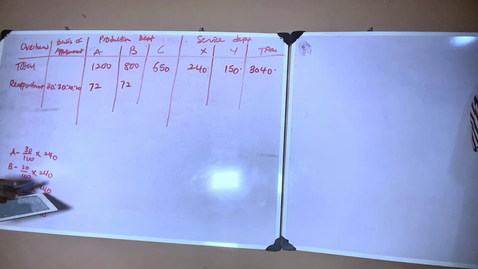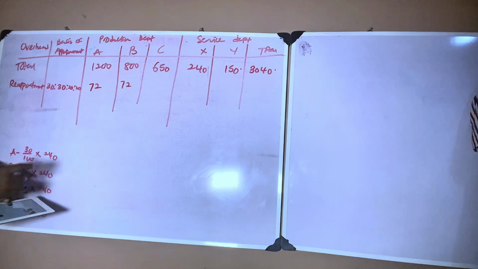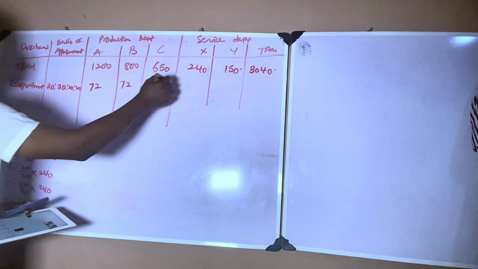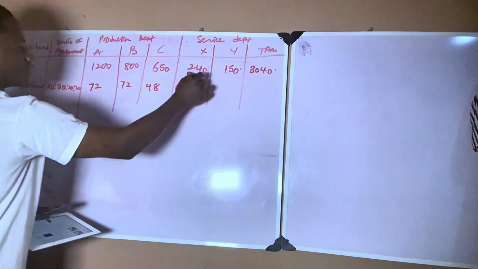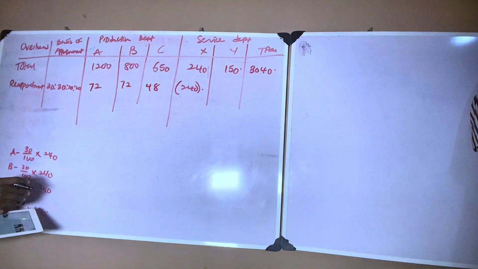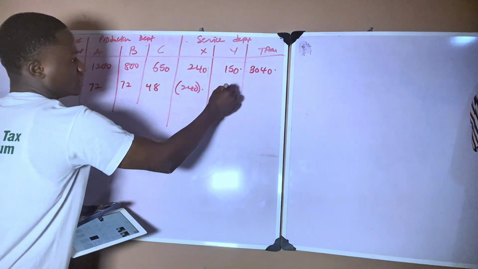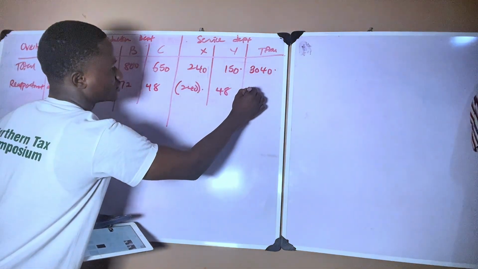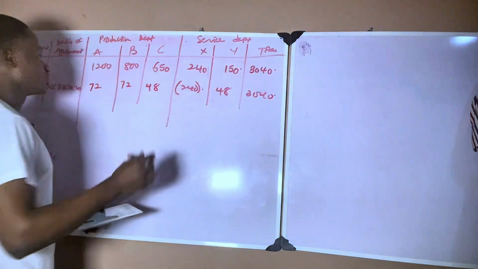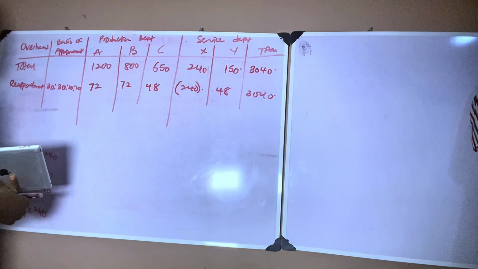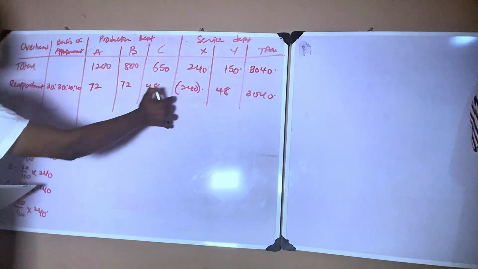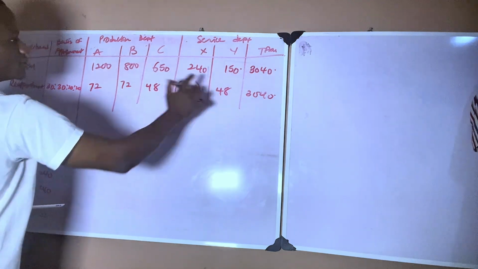Now 20% of 240 will give you 48. And for department Y, 20% will also give you 48. So the total is still 3,040. You can write it and strike it out. Still the same. So now we have reapportioned service department X cost to every other department, including service department Y.